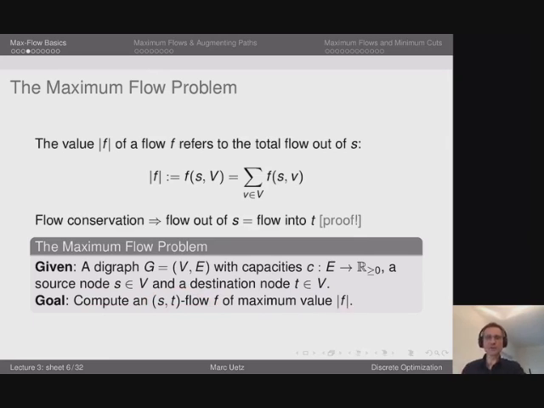So how much flow can be transported through this network from S to T, fulfilling all the capacity constraints? Now I was claiming that the flow out of S must be equal to the flow into T. Intuitively, that is clear by flow conservation of all the intermediate nodes of the network. But let's, as an exercise, look at the proof of this little statement.